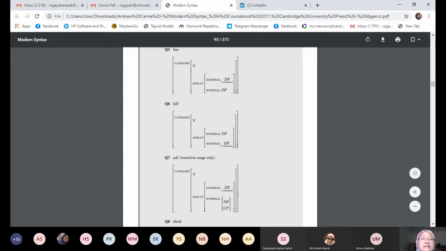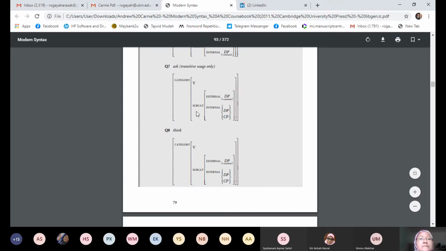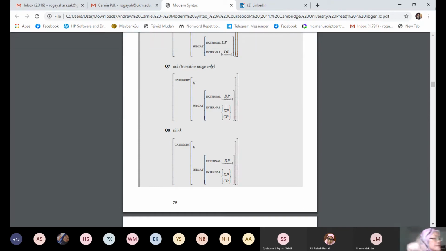Okay, let's look at "ask" just now, which is question 7. You notice that there's a difference: you can say "I ask the question" and "I ask if you knew the answer." If we look at question 7 on page 76, the subcategorization of the internal argument reflects this. It means you can ask a DP, the question, or you can ask if you knew the answer, so it can also take a CP.